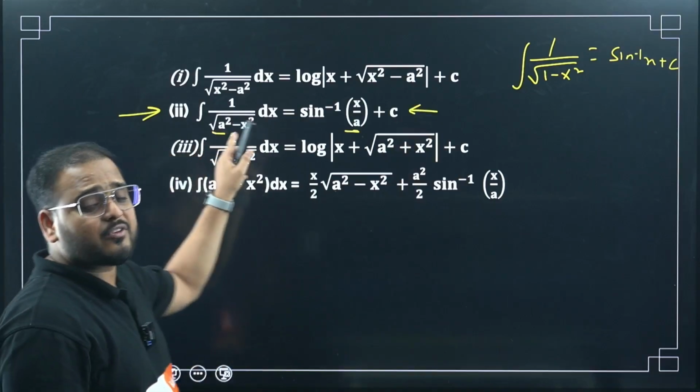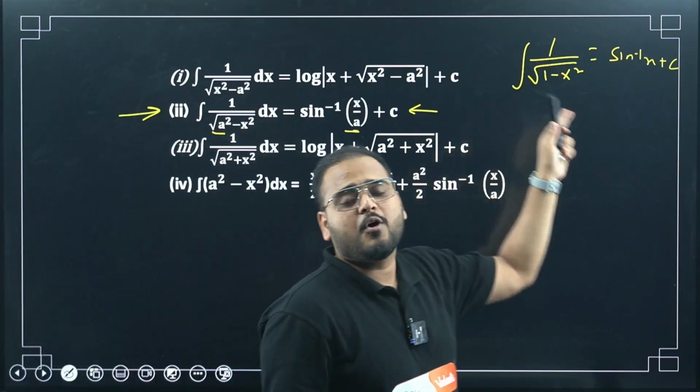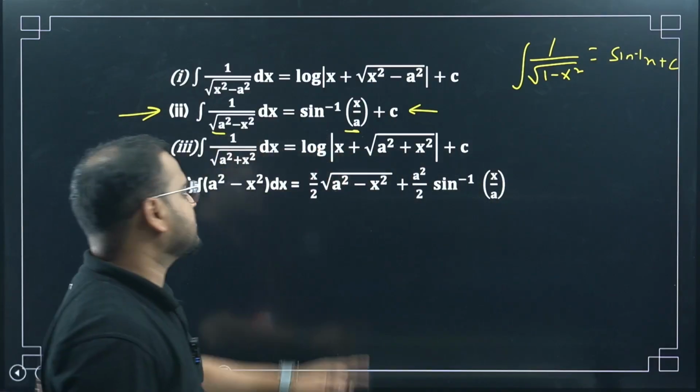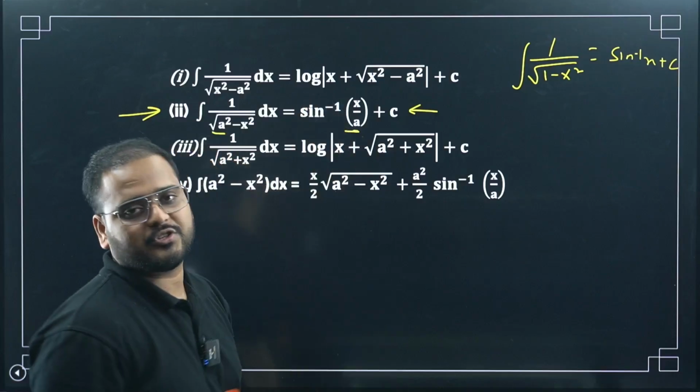If you have in the root a square minus x square, which reminds us of the form of 1 minus x square, you write it as sine inverse of x by a, no coefficients. Sine inverse of x by a, here no coefficients, okay.